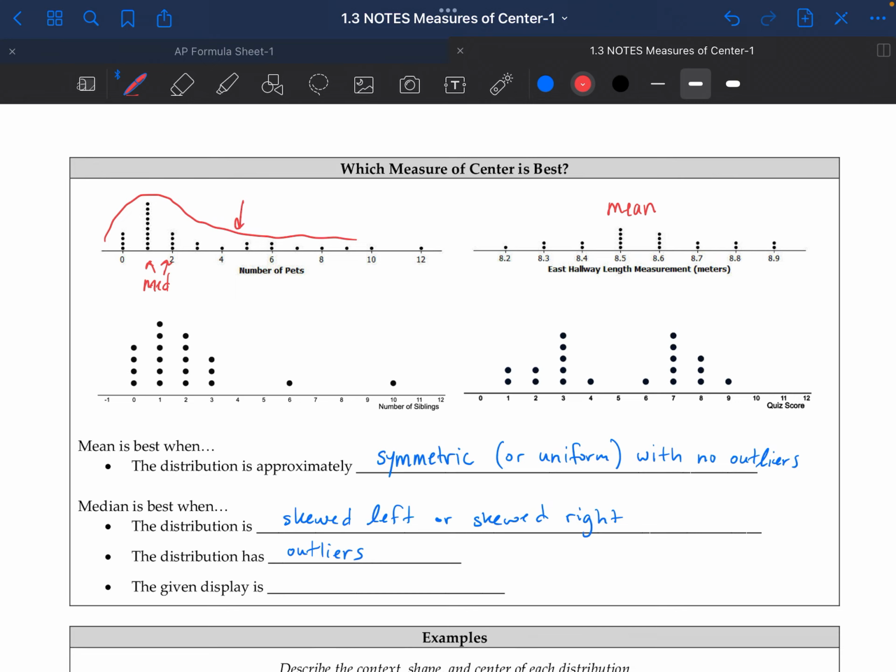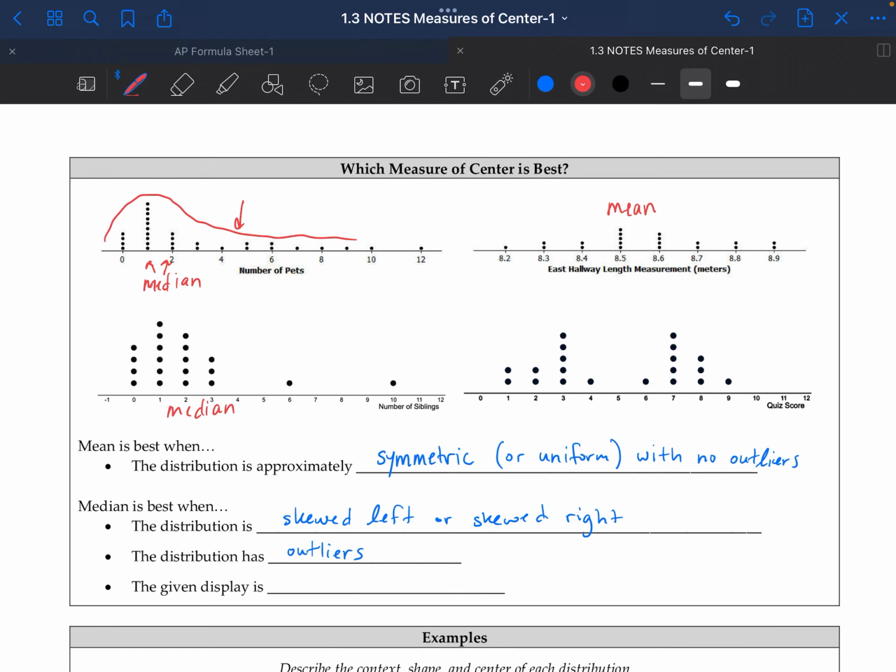So you don't want to use the mean in skewed scenarios, because the mean will not be representing a typical value better than the median does. So use median here. And for the same reason, we want to use median here as well when it comes to the number of siblings. So you probably looked at this and said 1 or 2 siblings. That is the typical value there.